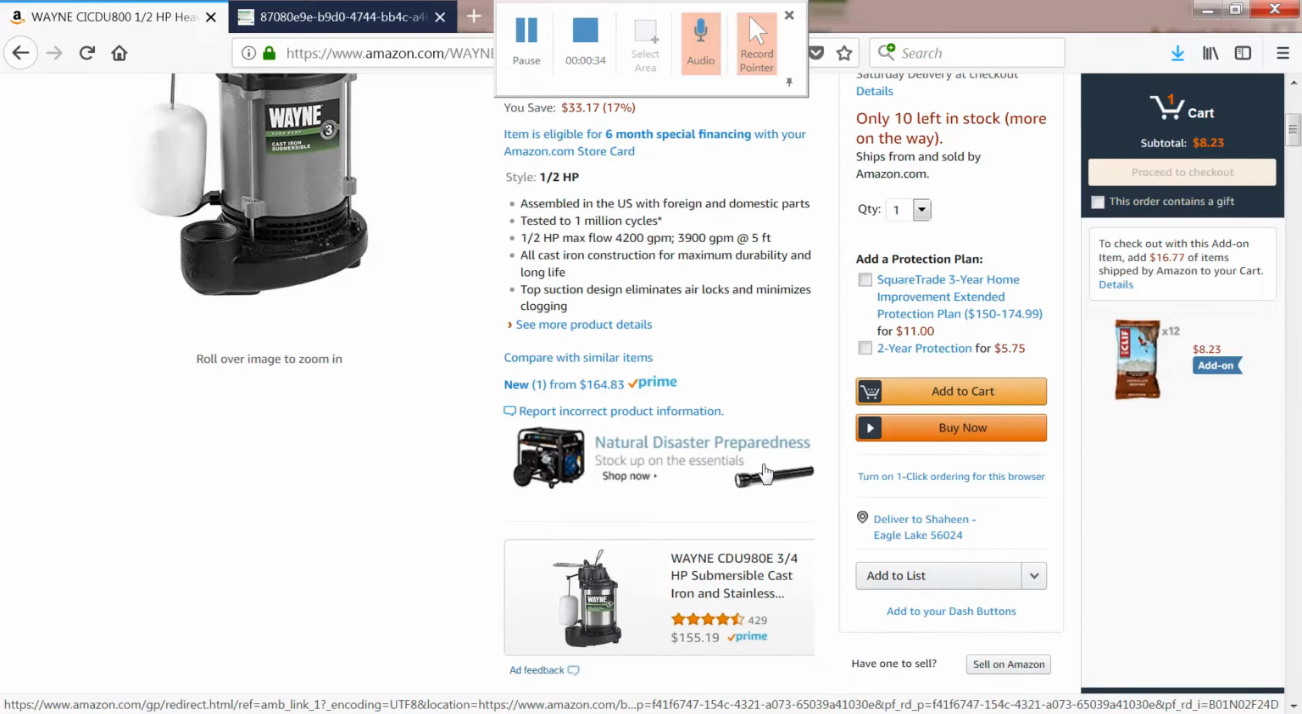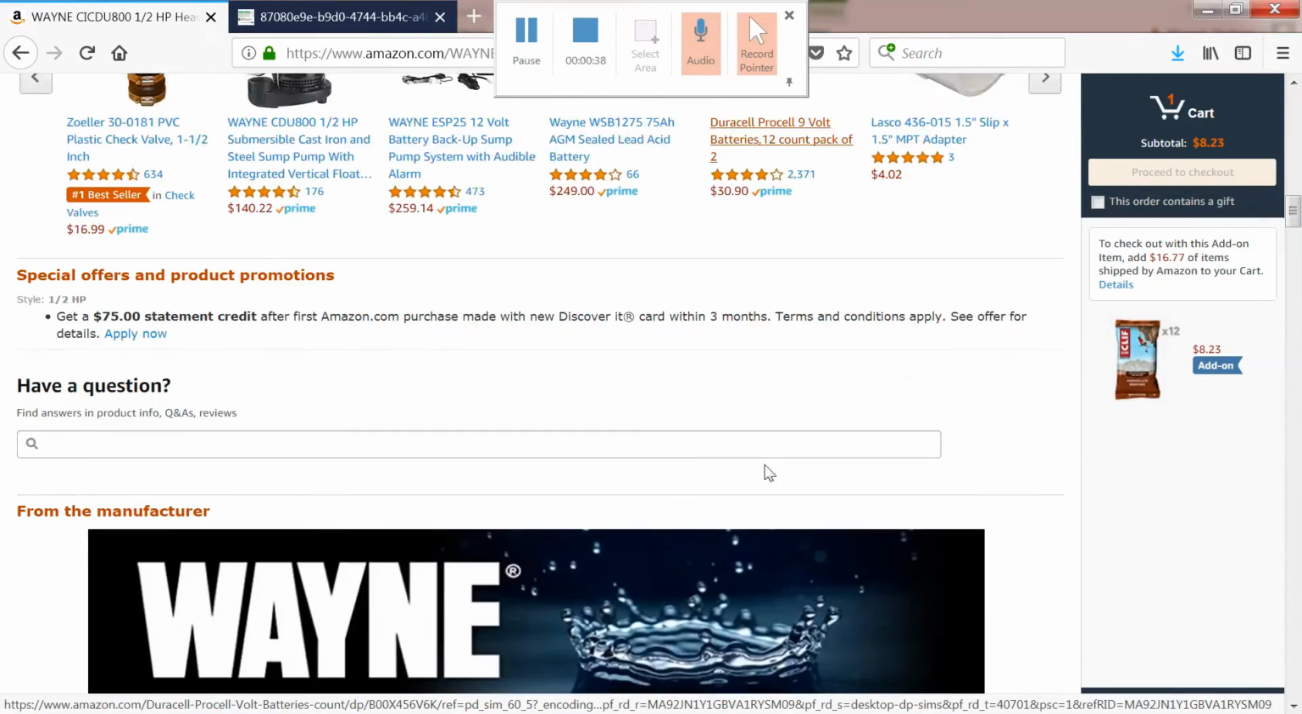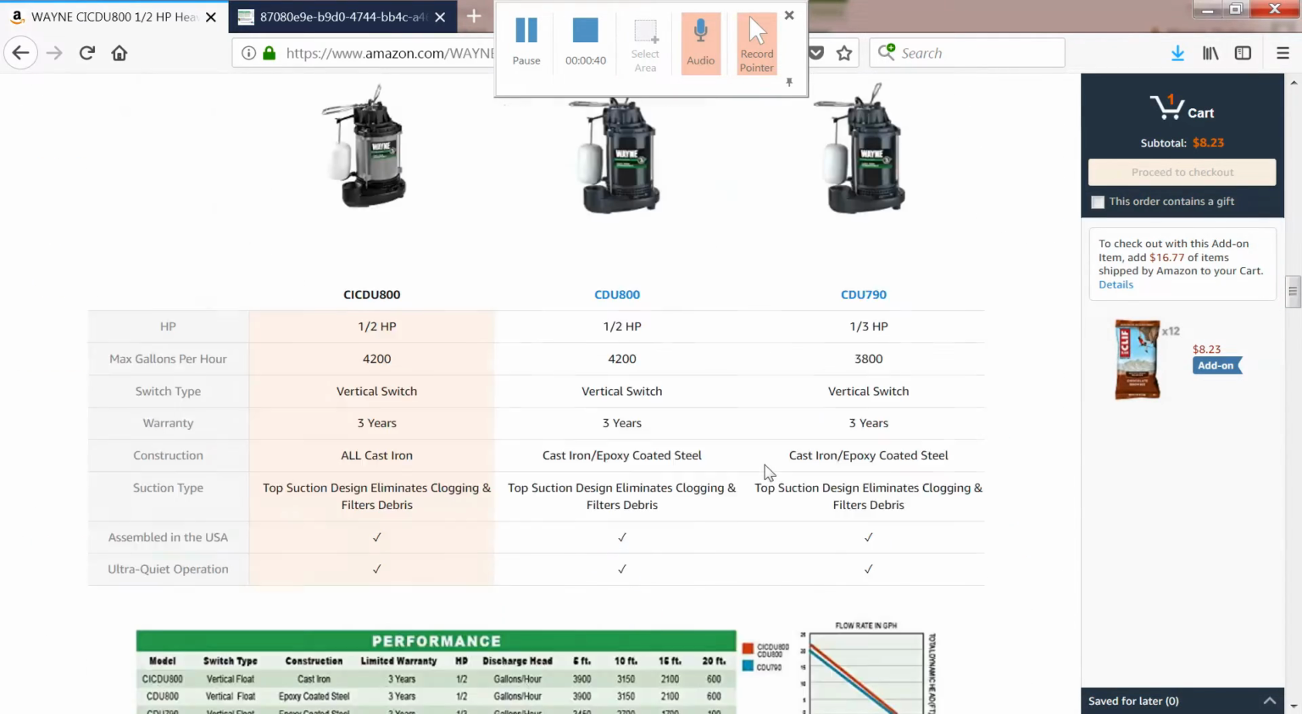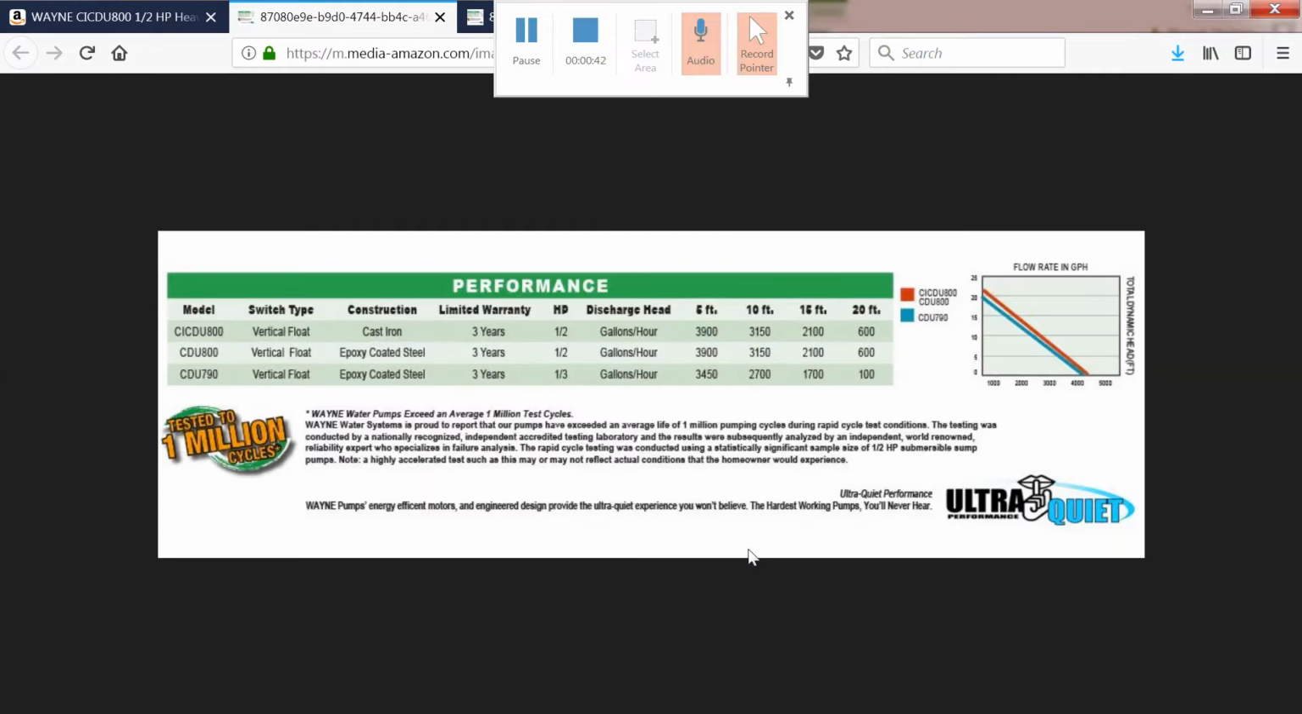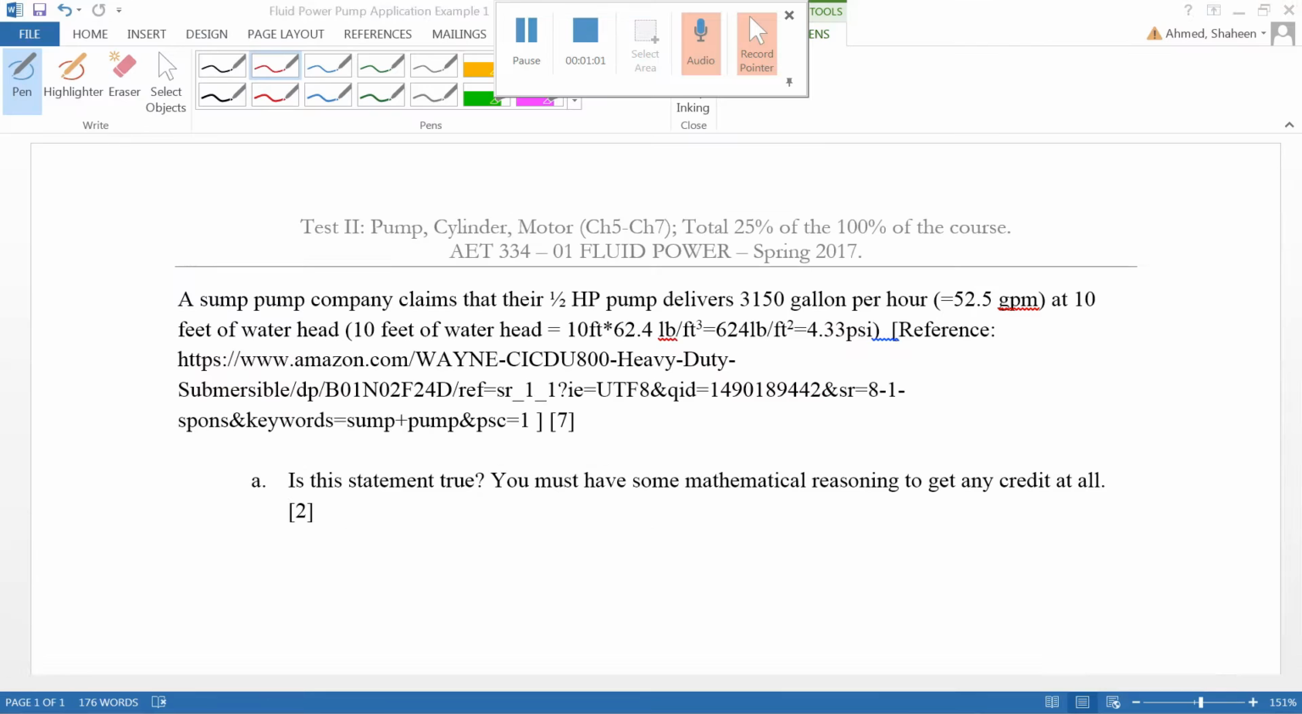So most houses use a sump pump. The performance criteria is given with the sump pump. This one says it's a Wayne company pump, and it's a half horsepower sump pump. It delivers about 3,900 gallons per hour at 5 feet head, and then 3,150 gallons per hour at 10 feet head. So I use that 3,150 at 10 feet head. You could use any of these numbers to analyze this.